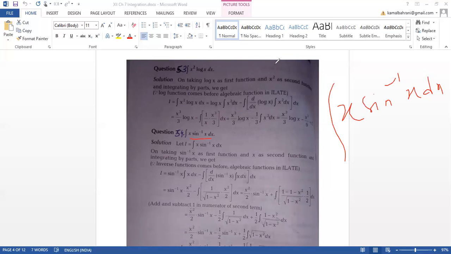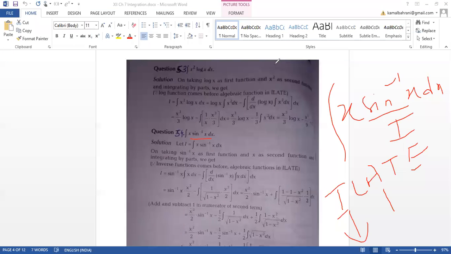Yes, sine inverse, Lakshya. Very good. Sine inverse will be the first function because we are having what? ILATE. Here we are having two functions. One is the inverse trigonometric function, another one, x, is the algebraic function. So what is coming first? I is coming first. So inverse function will be taken as the first function and the other as the second function.